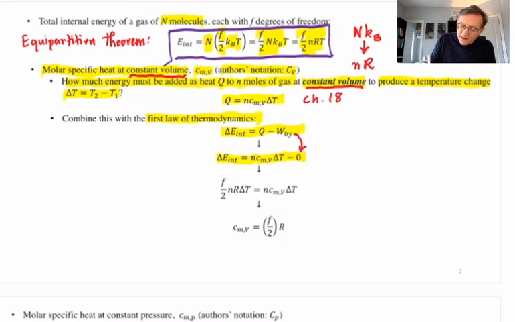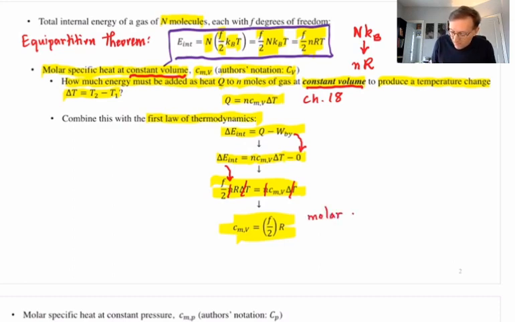Now what I do is I use the equipartition theorem to write the formula for delta E internal. Use what I have up in the box right up above: F over 2 little n R delta T. That's from the equipartition theorem. So now the formula is this, we're at this line. Now divide both sides by n. And then divide both sides by delta T. And you have a very simple formula for a very specific situation.